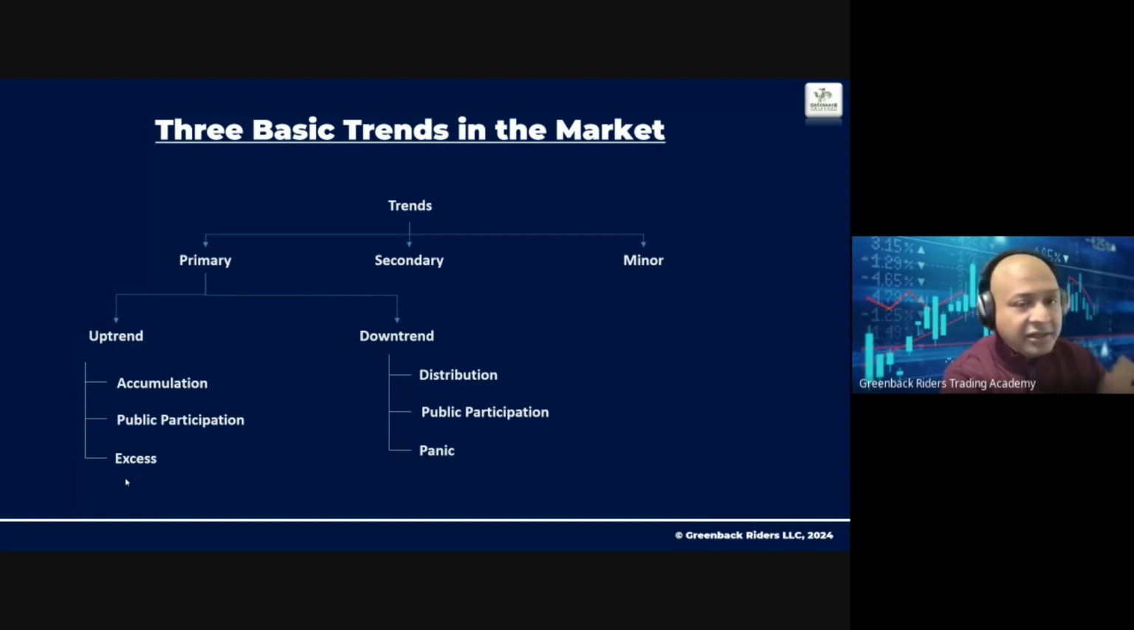The same concept of the uptrend, the downtrend, the accumulation, the distribution, the public participation, the panic. When the panic starts in the public, that is when these fund companies or the big investors start coming into the market and start accumulating their positions, because they know that the public is frustrated at this point. They are selling out everything. This is a very cheap price at which they are able to get those particular instruments, and that is when they start buying into it once again, right?